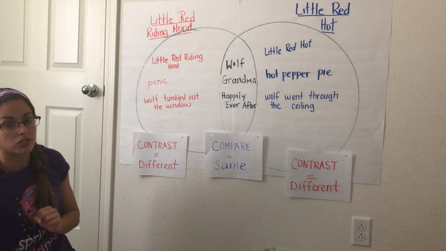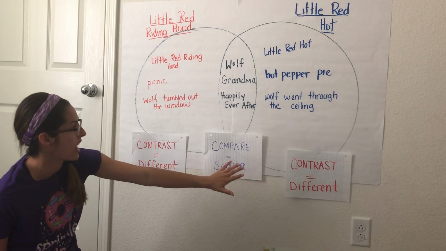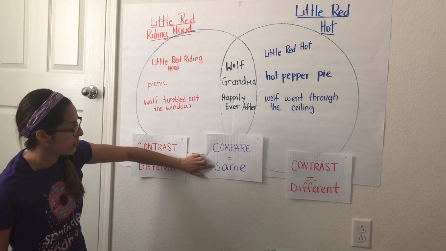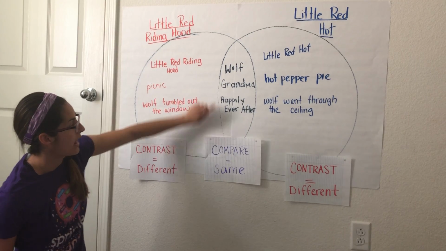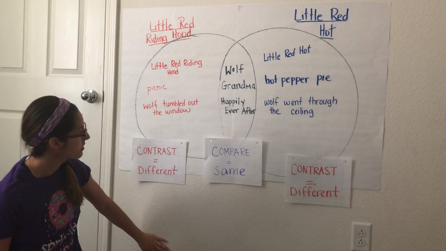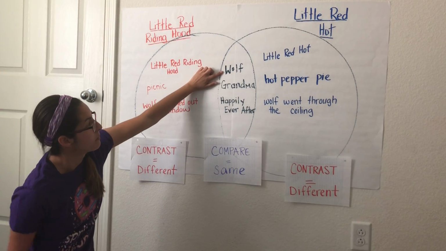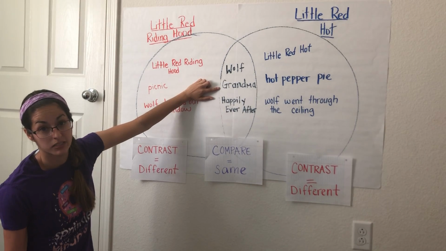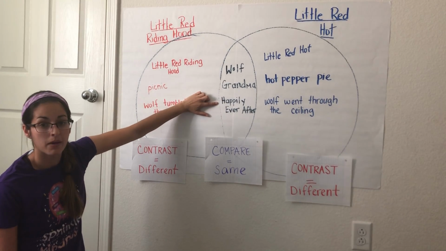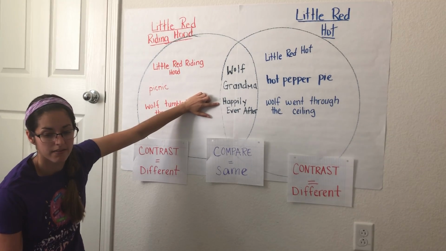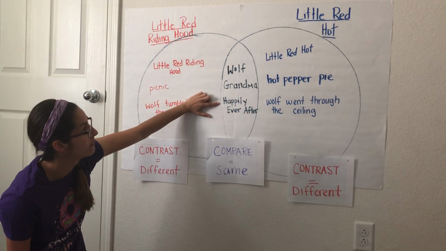The last thing you need to do when comparing and contrasting is look at the middle of your Venn diagram where you write what is the same. I came up with three things that were the same in these two books. The first one, both of them had a wolf. Both of them had a grandma. And both of them had a happily ever after where everyone was safe and everyone was happy.